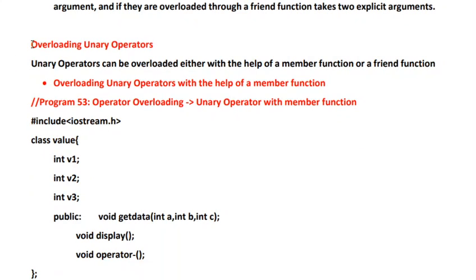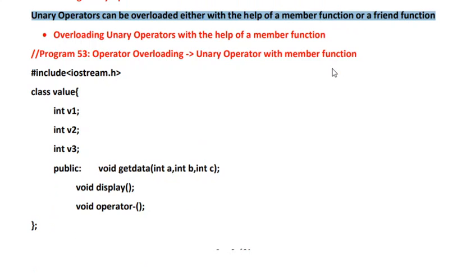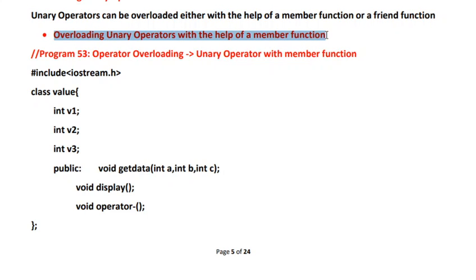So in the first case, we're trying to overload a unary operator. Now, a unary operator can be overloaded either with the help of a member function or a friend function. So this is what we have learned. Here we are trying to overload a unary operator with the help of a member function. We have already learned that whenever a unary operator is overloaded through a member function, it has no explicit argument passed to it.